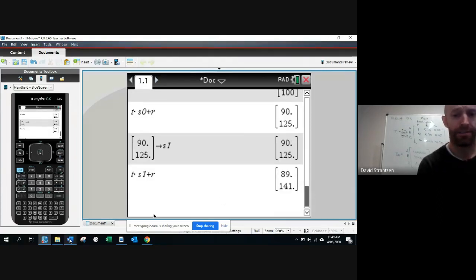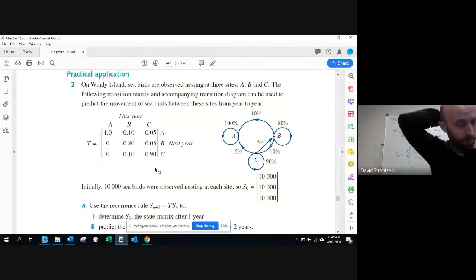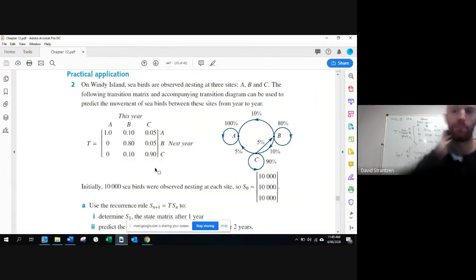Okay, so they're the questions from the notes. I've just got one question from the textbook to do. On Windy Island, seabirds are observed nesting at 3 sites. We've looked at this situation before, A, B, and C. The following transition matrix and transition diagram can be used to predict the movement of seabirds between these sites from year to year.